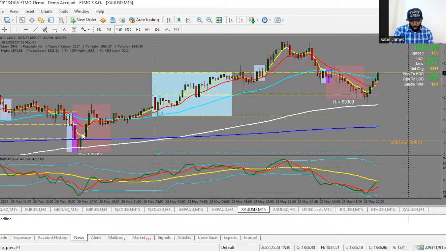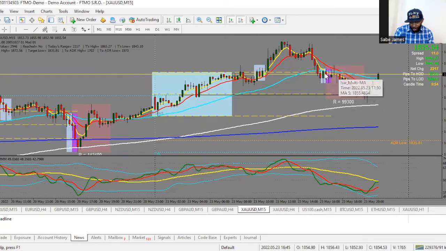So we can get into what we see here. We actually see some railroads, some dojis, some tweezer tops and bottoms right here. We have our M formation right here. We have our retest to the level off the neckline of this M that's forming, so we're going to see how it responds to this.